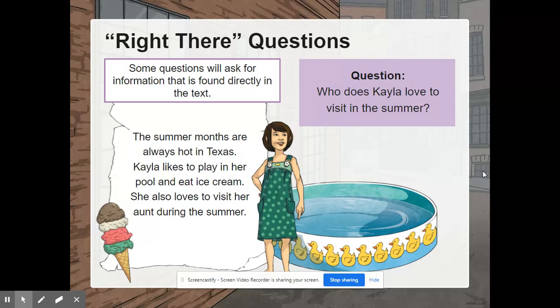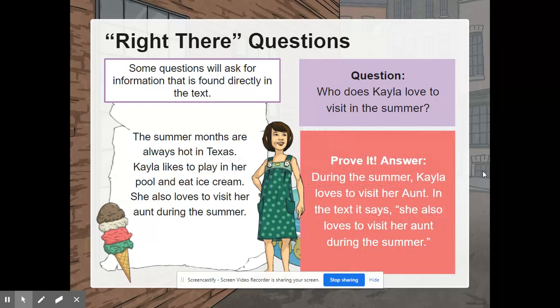The summer months are always hot in Texas. Kayla likes to play in her pool and eat ice cream. She also loves to visit with her aunt during the summer. So that is a direct question. It's a right there question. It's asking, who does Kayla love to visit in the summer? The text says she also loves to visit her aunt during the summer. So that was an easy question because, again, you can find it right there in the text.